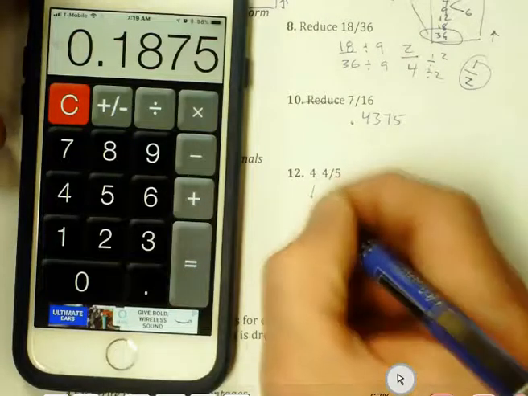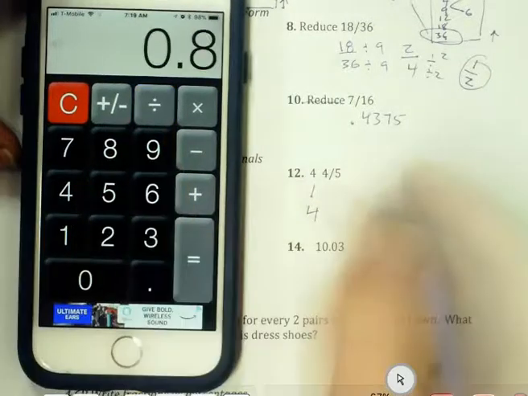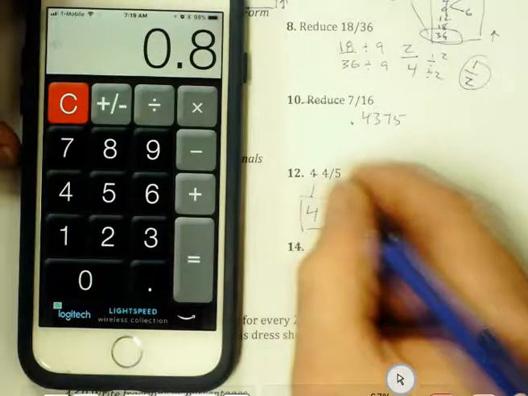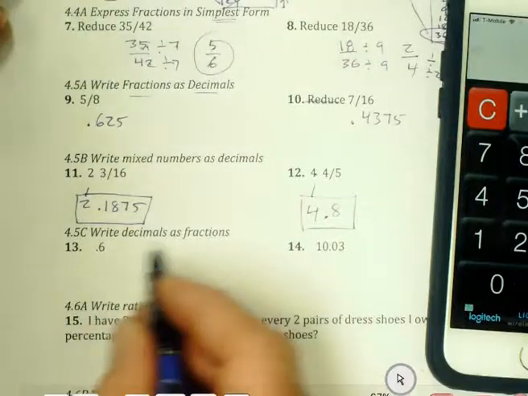Mixed numbers as decimals. Okay, let's do this one here. Set the 4 off, because we know we're going to have 4, and let's do 4 divided by 5. We get 0.8. 4.8. There's my answer. Here's my 4. Here's my 4/5. All right. I can write decimals as fractions.